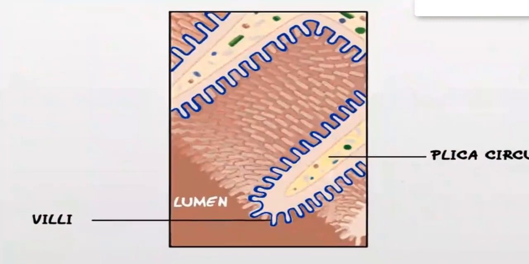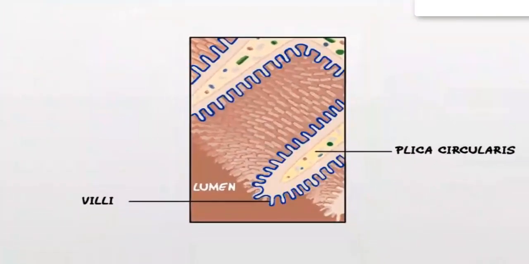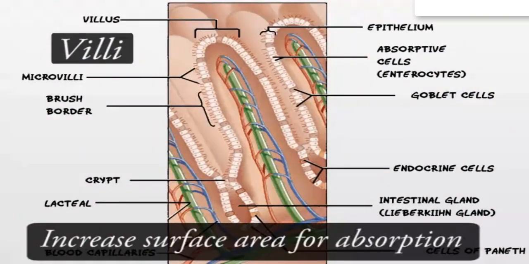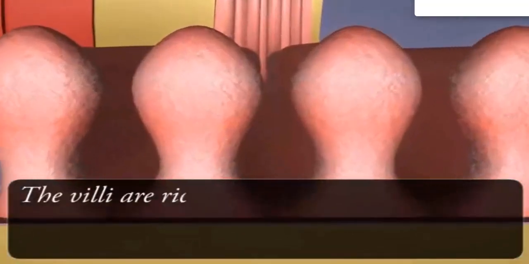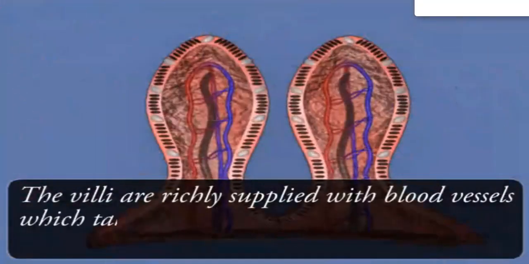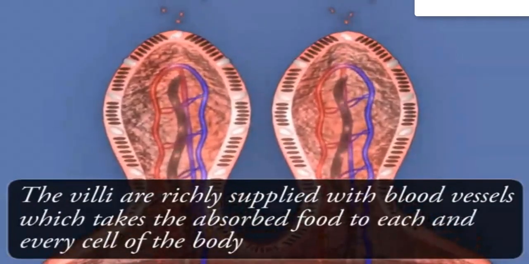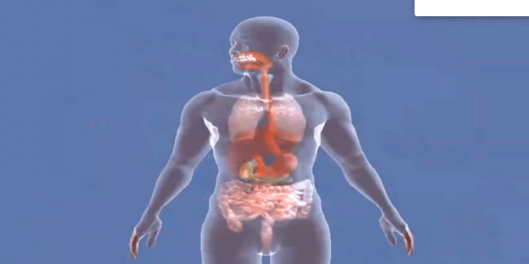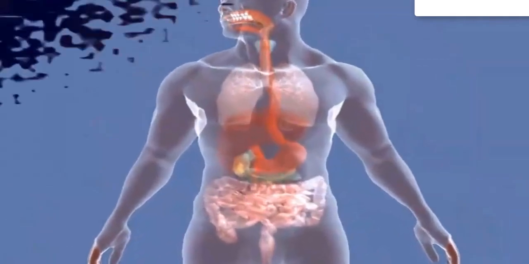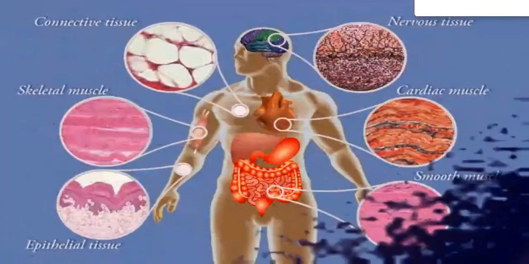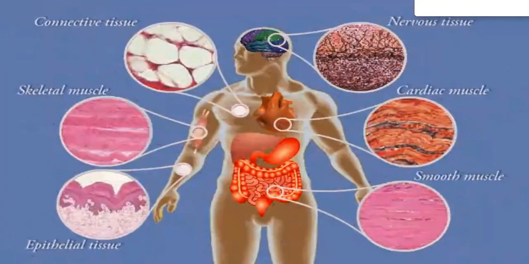The inner lining of the small intestine has numerous finger-like projections called villi, which increase the surface area for absorption. The villi are richly supplied with blood vessels, which take the absorbed food to each and every cell of the body. In the cells, the nutrients are utilized for obtaining energy, building up new tissues, and repair of old tissues. This process is known as assimilation.